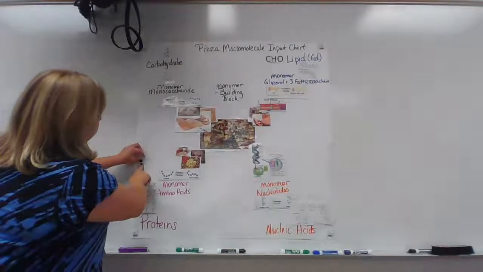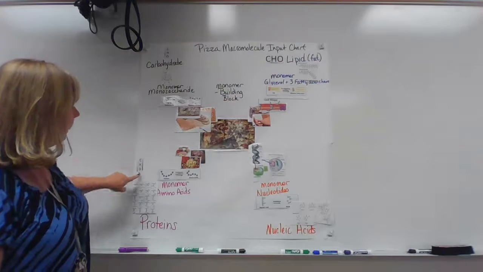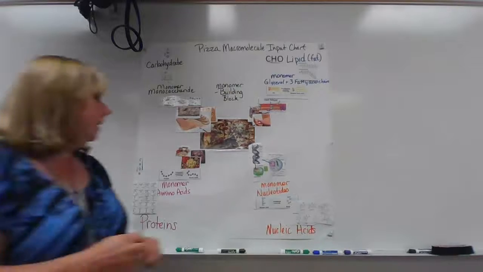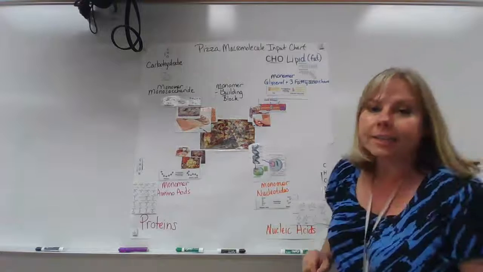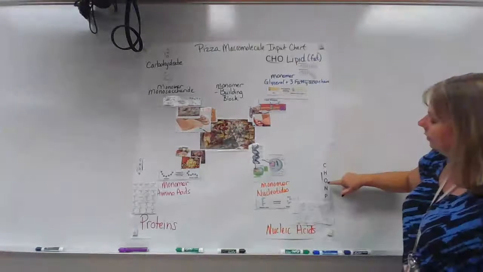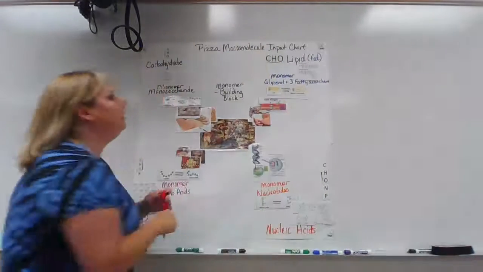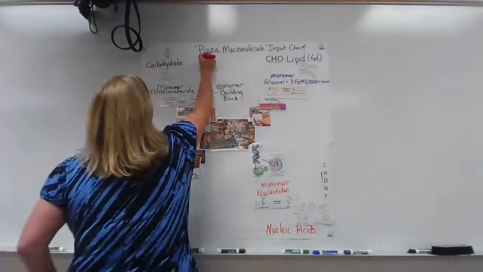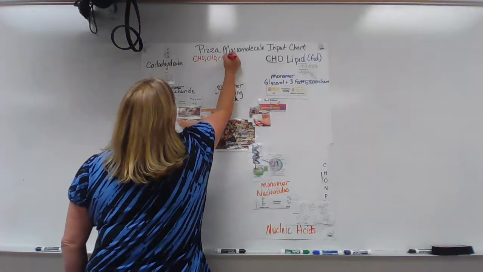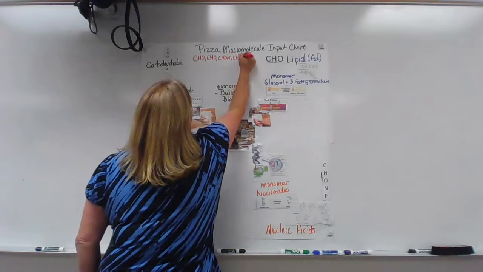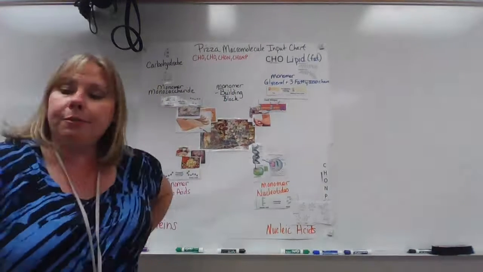Next, we have our proteins. Our proteins are called a CHON because they have carbon, hydrogen, oxygen, and now we've added nitrogen. And our nucleic acids are called a CHONUP. That's how I say it, CHONUP. Because they have carbon, hydrogen, oxygen, nitrogen, and phosphorus. So when I'm talking about the macromolecules, I'm going to refer to them as CHO, CHON, and CHONUP. Okay, what are our four macromolecules? CHO, CHON, and CHONUP.